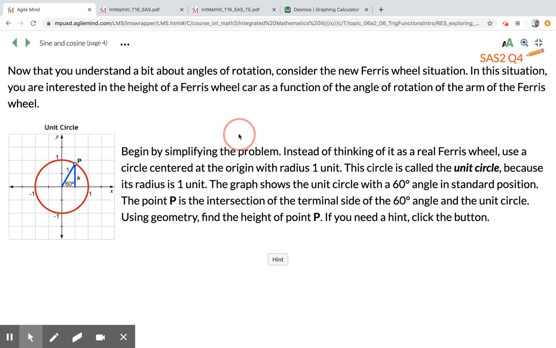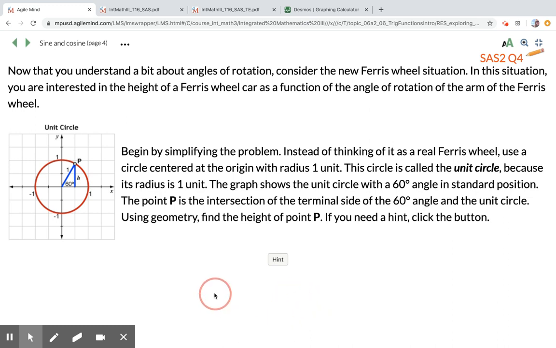So instead of thinking this is a real Ferris wheel, we're going to shift it so that the center is on the origin, and we're going to assume that our radius is 1. It just makes things so much easier to deal with. When we do this, we call it the unit circle because our radius is 1. So instead of the whole big old 100-foot Ferris wheel, 10 feet off the ground, we're just going to put our center on the origin and say it has a radius of 1, just to make things a lot easier for us. So this is called a unit circle because it has a radius of 1 unit.